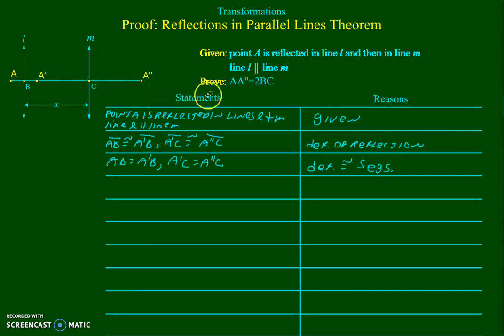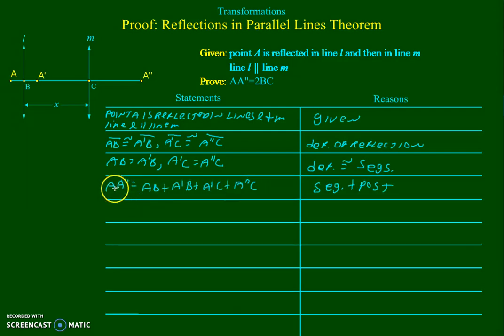Now our primary goal here is to relate A double prime, that whole segment, with 2 times BC. So the best way to approach is to write down A double prime and all of its constituent elements. So we're going to break down A double prime using the segment addition postulate and determine where that brings us. So that's our next statement.